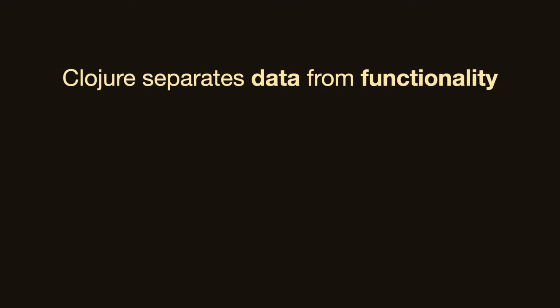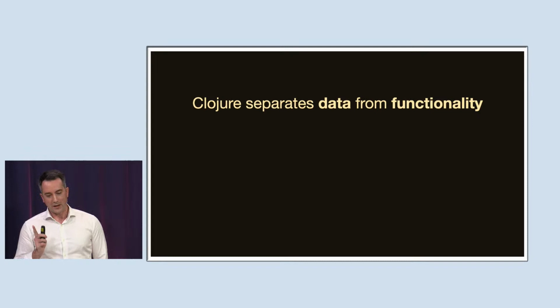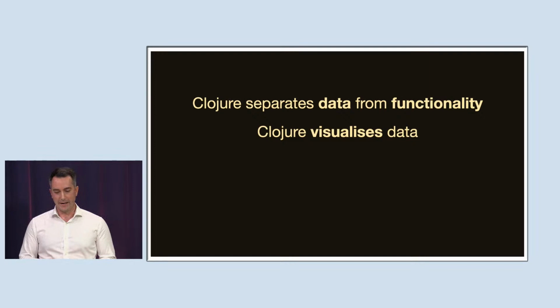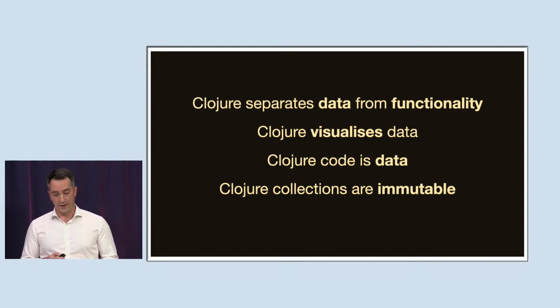So what have we learned so far? Clojure separates data from functionality. Clojure visualizes our data. It brings it to the front. It makes it a first-class citizen when we're working with our code. Clojure code itself is data, and Clojure collections are immutable by default. And all of these four properties combined are normally what people mean when they say that Clojure is data-oriented.